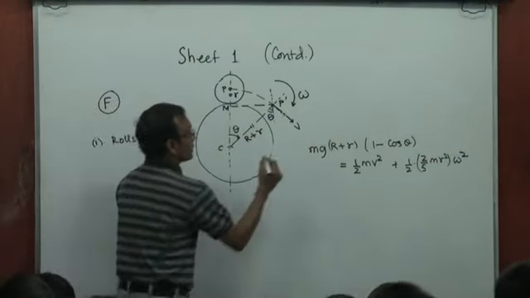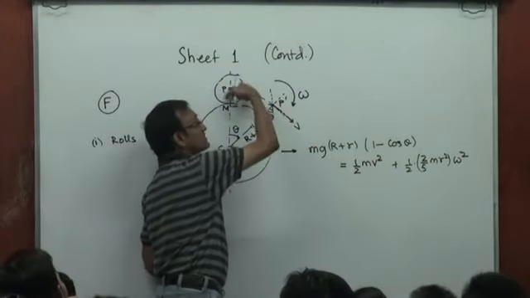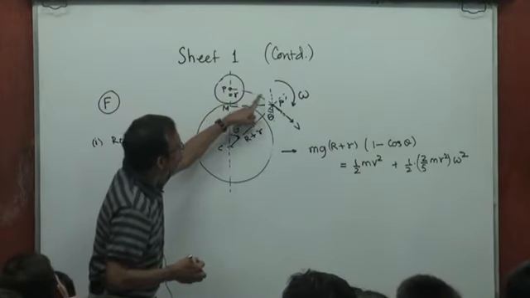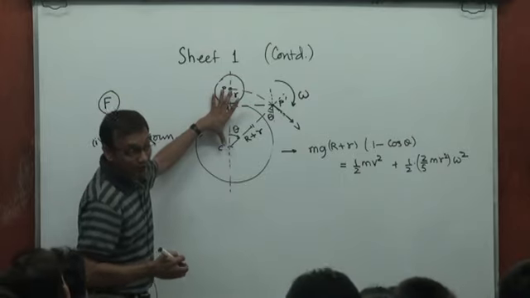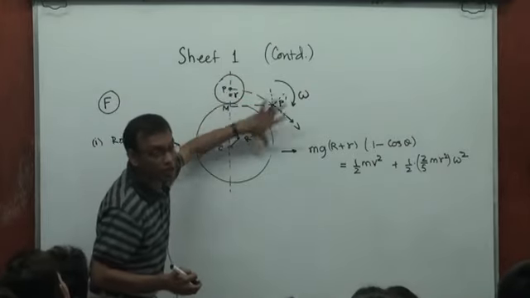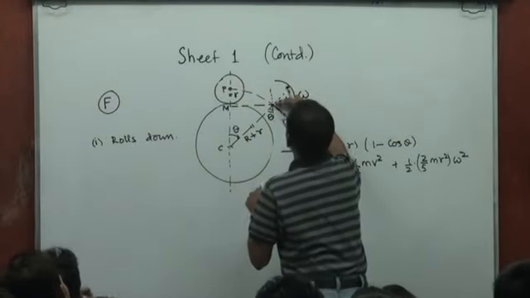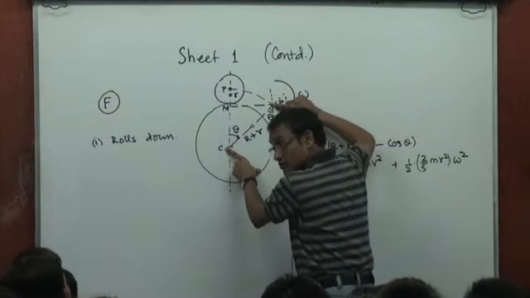Now, the center of the smaller sphere negotiates a circular trajectory of radius r plus small r. Yes or no? P moves along the arc of this circle centered at C and having radius r plus small r, right?